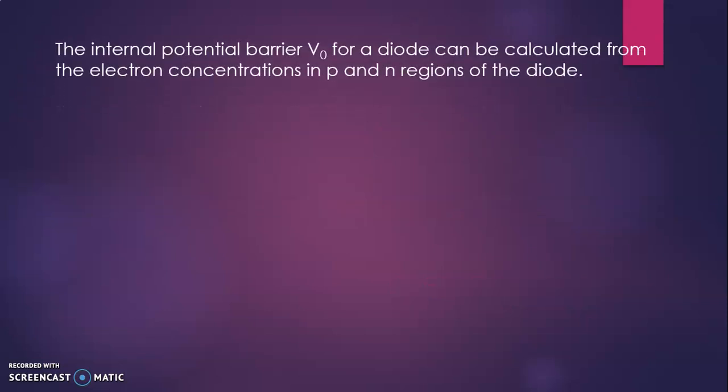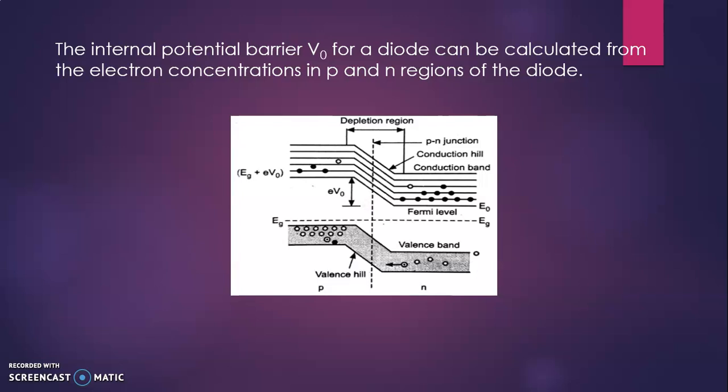So first we consider the internal potential barrier V naught for a diode, which can be calculated from the electron concentration in the P and N regions of the diode. So in short, V naught is what we are trying to find, by considering the concentration of electrons in the P region and N region. For that purpose, just see this diagram.